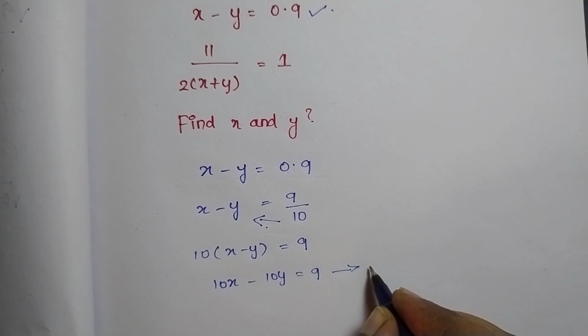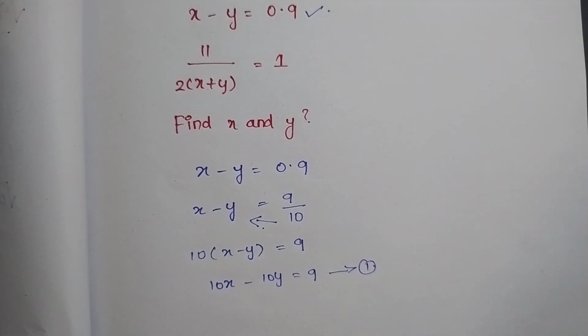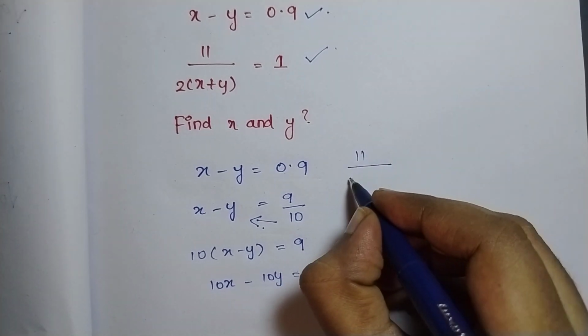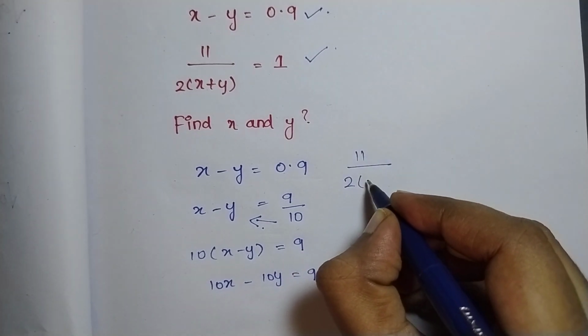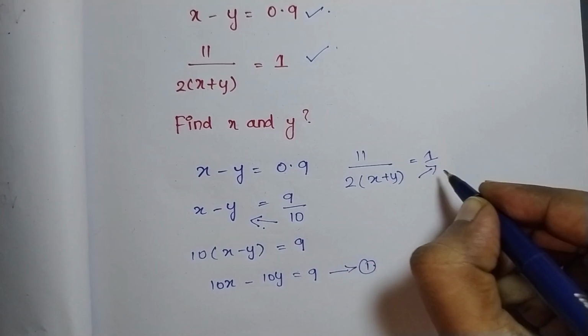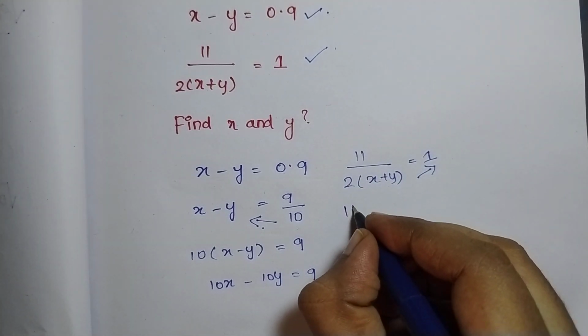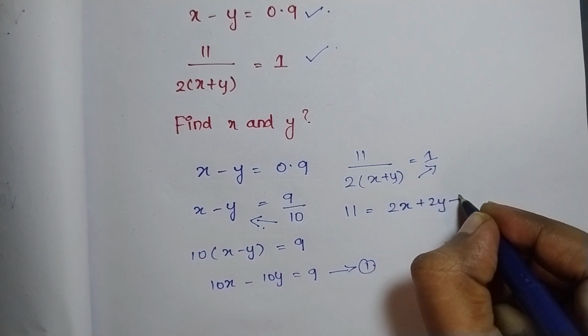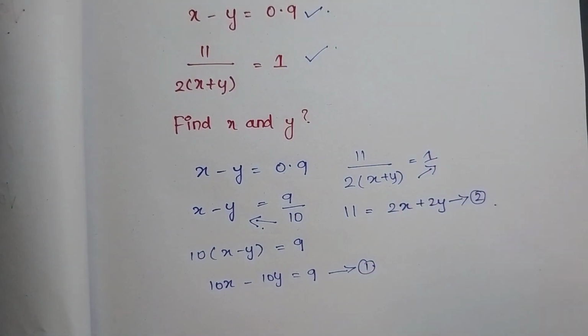I am going to keep this equation as 1 and then I am going to take this equation and realign this. Therefore 11 by 2 is equal to x plus y, and I am going to perform the cross multiplication. Therefore 11 is equal to 2x plus 2y, and I am going to keep this equation as 2.